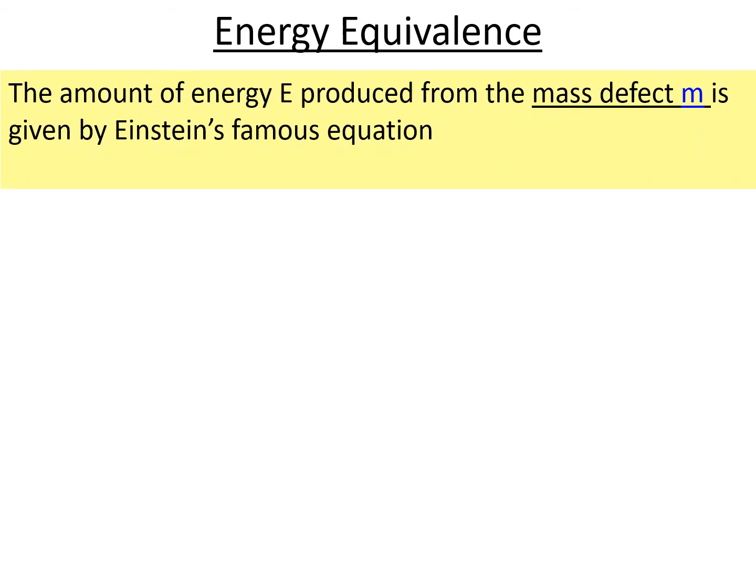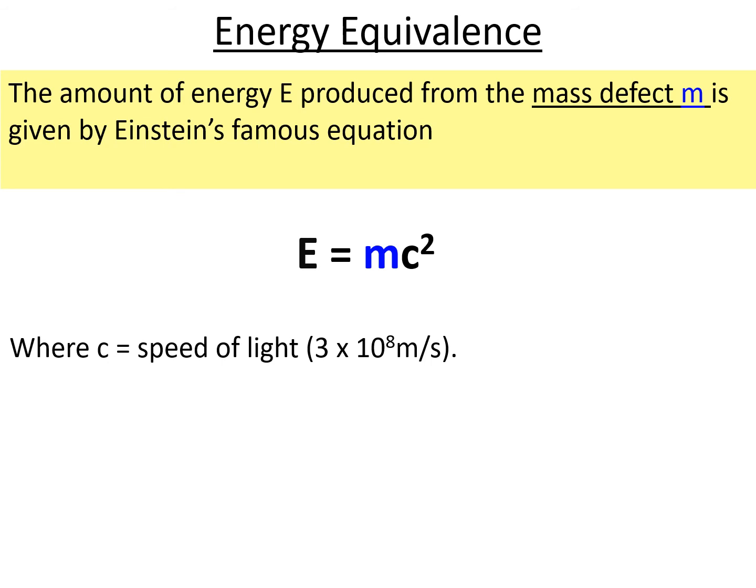Now, how do we get this energy from matter? And this is where Einstein came up with probably his most famous equation. Okay, the amount of energy produced from the mass defect m is given by Einstein's famous equation. E is equal to mc squared. And c in this case is the speed of light.